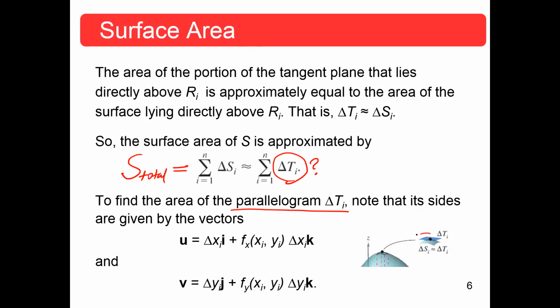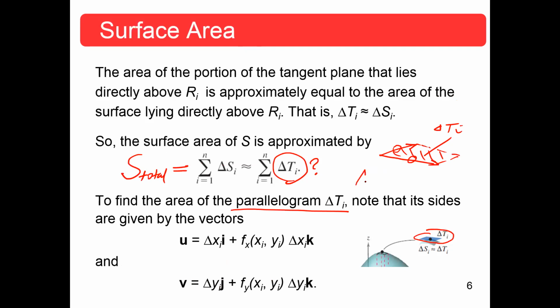Okay, if you look at this delta T_i parallelogram, this will just be our delta T_i. Because it's a parallelogram, it has two sides. This is one side, this is another side. One is in the x direction, and one is in the y direction. Each of these two sides could be represented by two vectors, u and v.